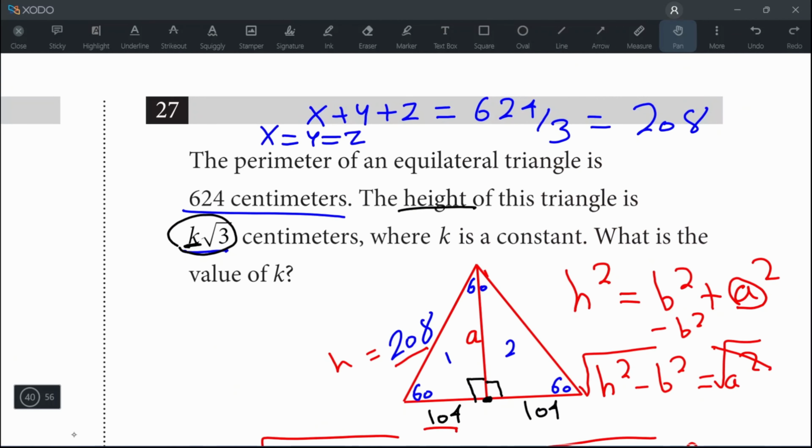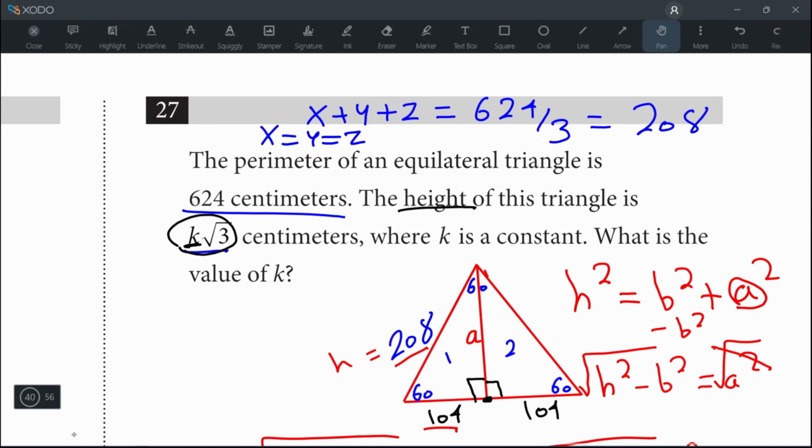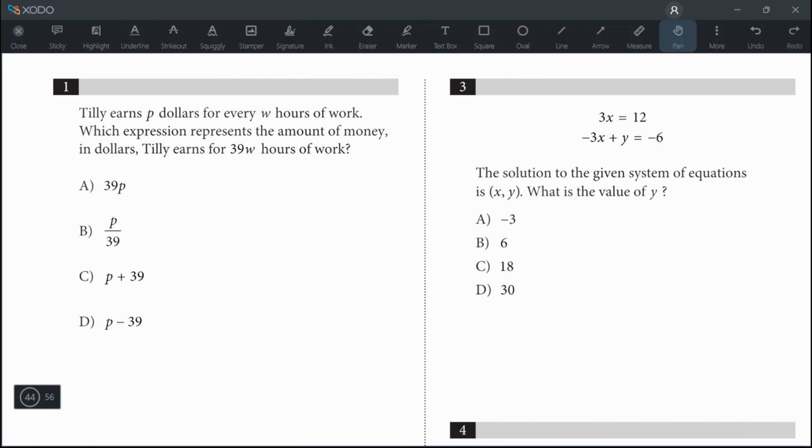And in order to solve this question, you need to revise the triangle chapter in Banda Mass Prep. Now let's start with the second module.